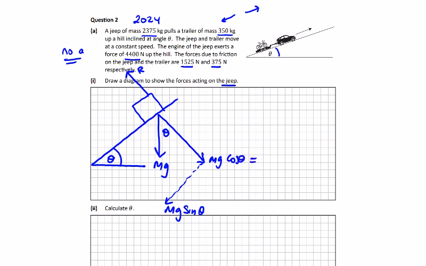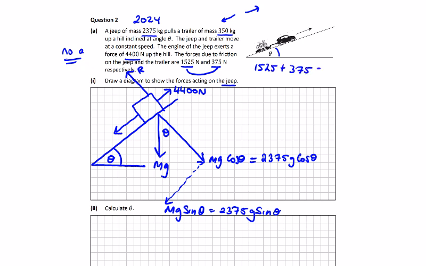And we have the mass of the Jeep, 2375 g cos theta, and this is going to be 2375 g sine theta. We also have the force up the hill, 4400 newtons. We also have a resistance force. It's a combined resistance force here. 1525 plus 375 is 1900. So 1900 newtons are resisting, going in this direction.